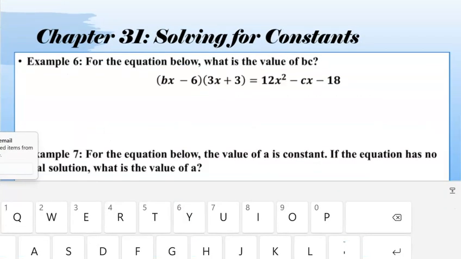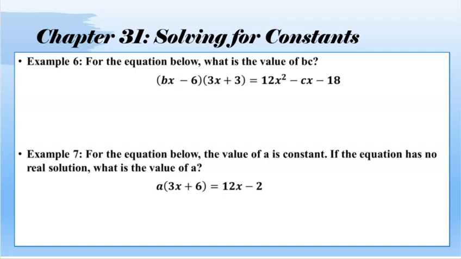Example 6 says, for the equation below, what is the value of BC? So I'm going to be multiplying my B and my C together. So here, the right-hand side, I have it all multiplied out. I have to do the same thing on this side.